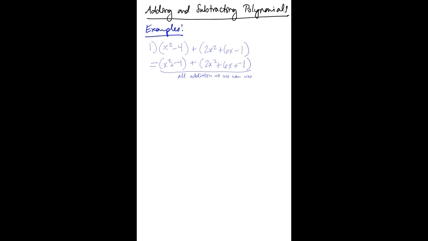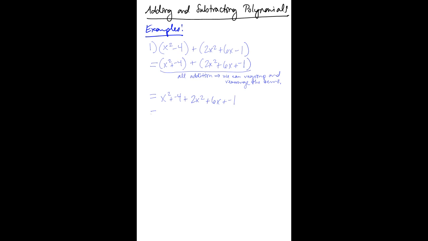We can regroup and rearrange the terms in any way that we want. Because again, when we're adding, we're just kind of counting up how many things we've got, so it doesn't matter which one we do first. So we can rewrite this as x squared plus negative 4 plus 2x squared plus 6x plus negative 1.